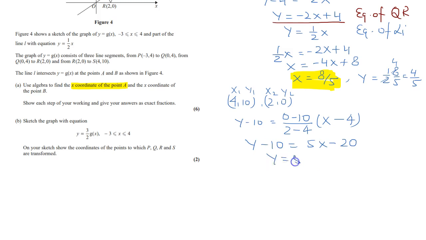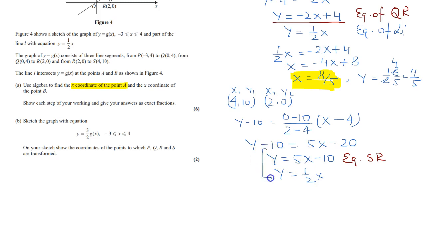So we have y is equal to 5x minus 10. This is the equation of SR, and it is intersecting with the equation L1. The equation of L1 is y is equal to half x.